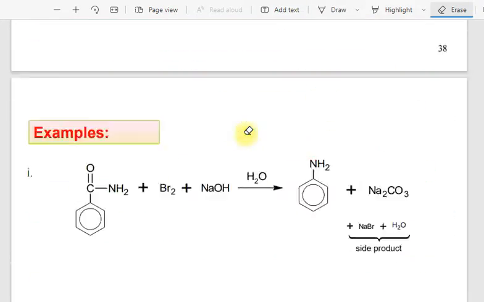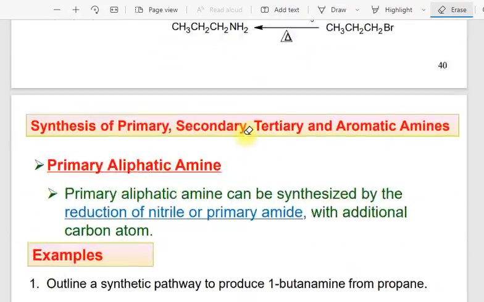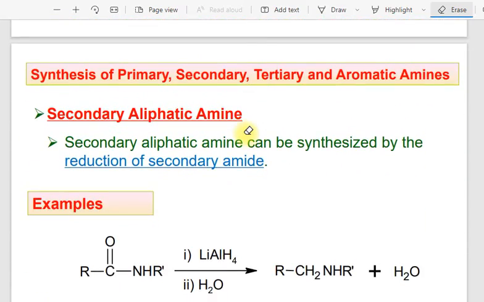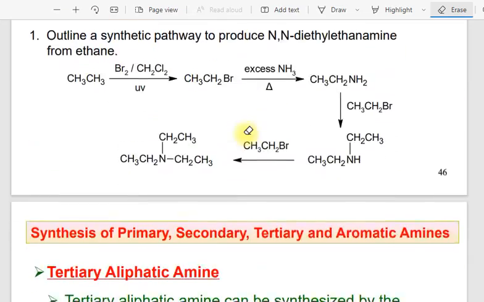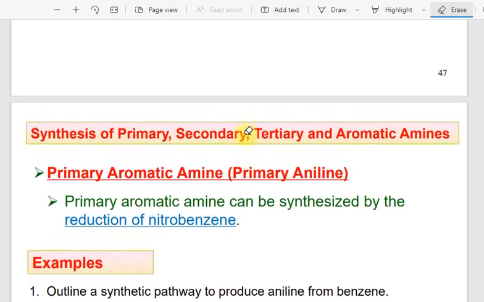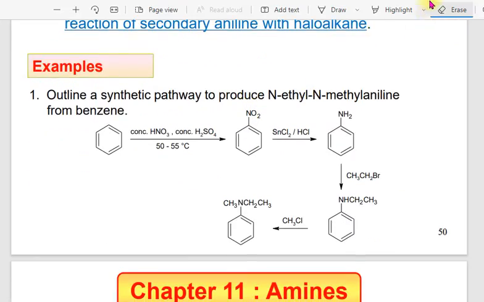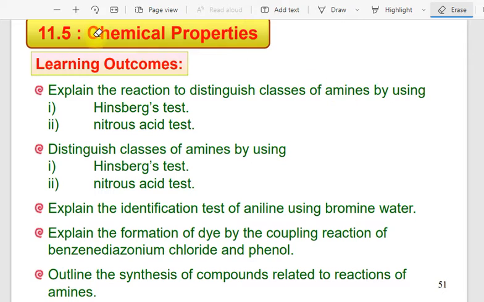Let's check for nitrous acid. Here is all about the synthetic, and here is about chemical properties of amine. So the nitrous acid test. We can distinguish classes of amine by using these 2 tests. And then explain the identification test of aniline using bromine water. Aniline, we can specially use bromine water.